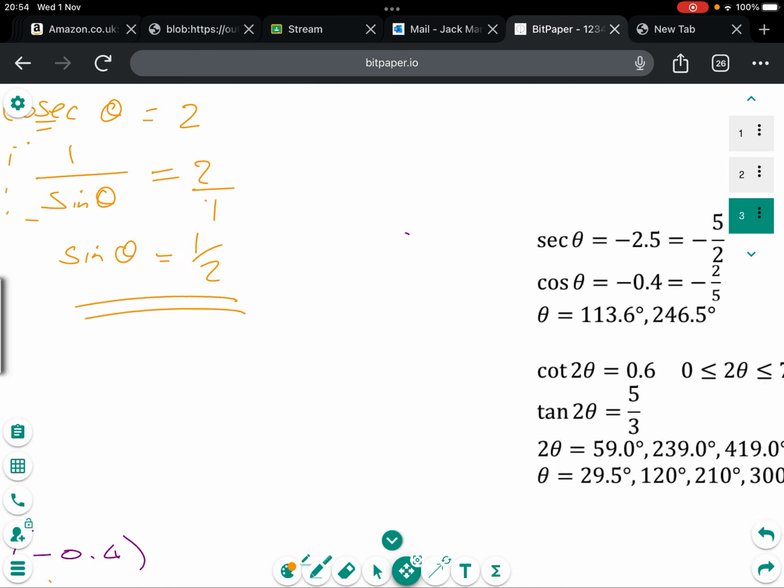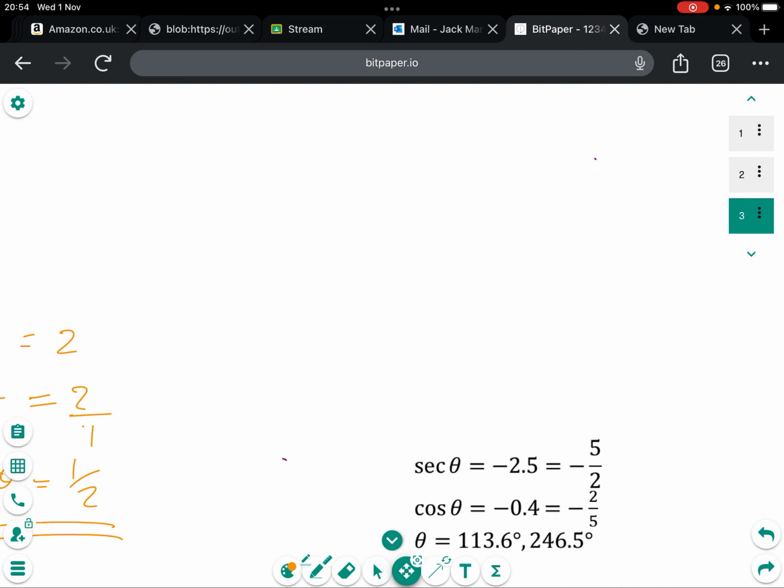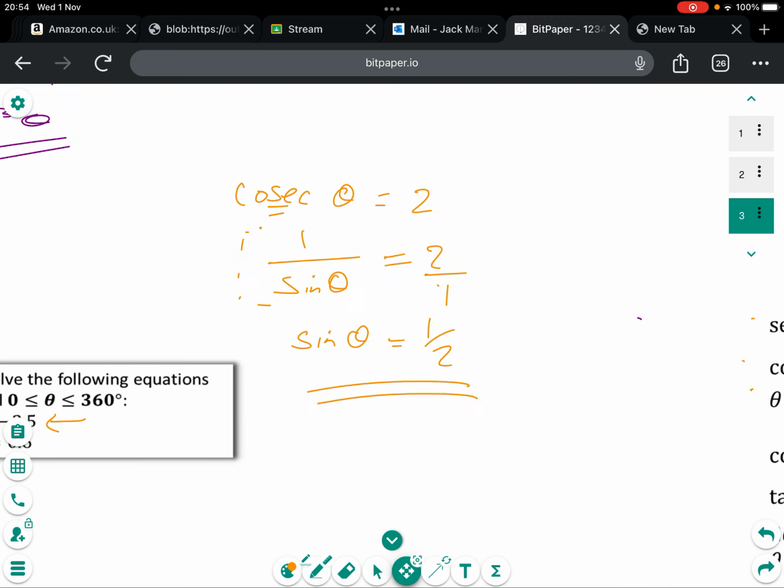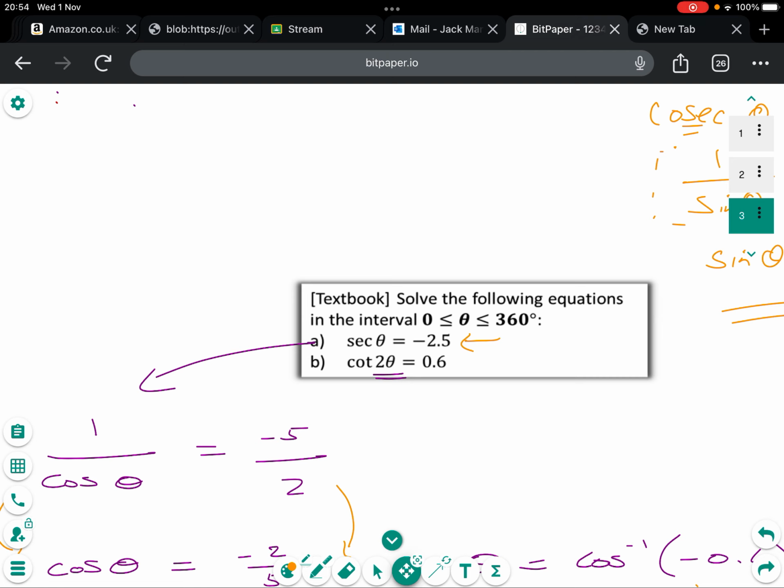Let's give you some numbers for that. So you should end up with 113.6 as your principal value. And then if you do 360 minus, you'll get 246.5. Okay, so the trick to solving it is that we didn't really solve that. We just talked about cos and did it that way. Let's do the next one.